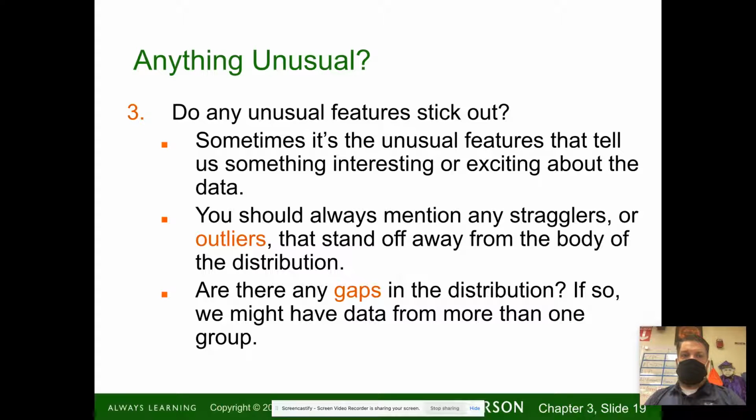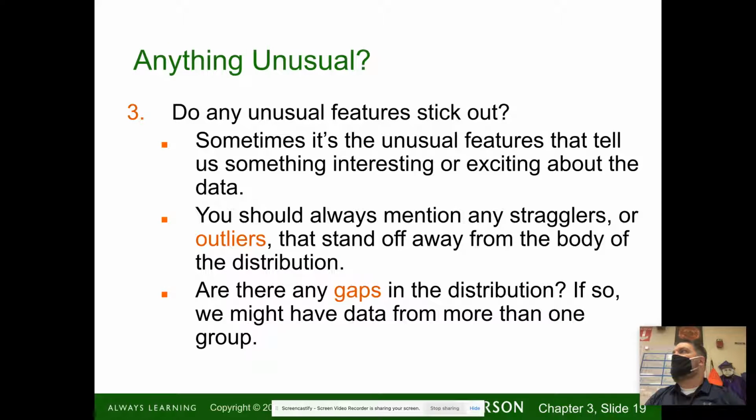Anything unusual? Does any unusual feature stick out? When you look at skewed data, you ask, why is it skewed? When you look at a normal distribution where it's symmetrical, you ask, why is it that shape? If you look at a uniform distribution where they're pretty much all the same, you ask, why? It has to do with the probability of those things occurring.